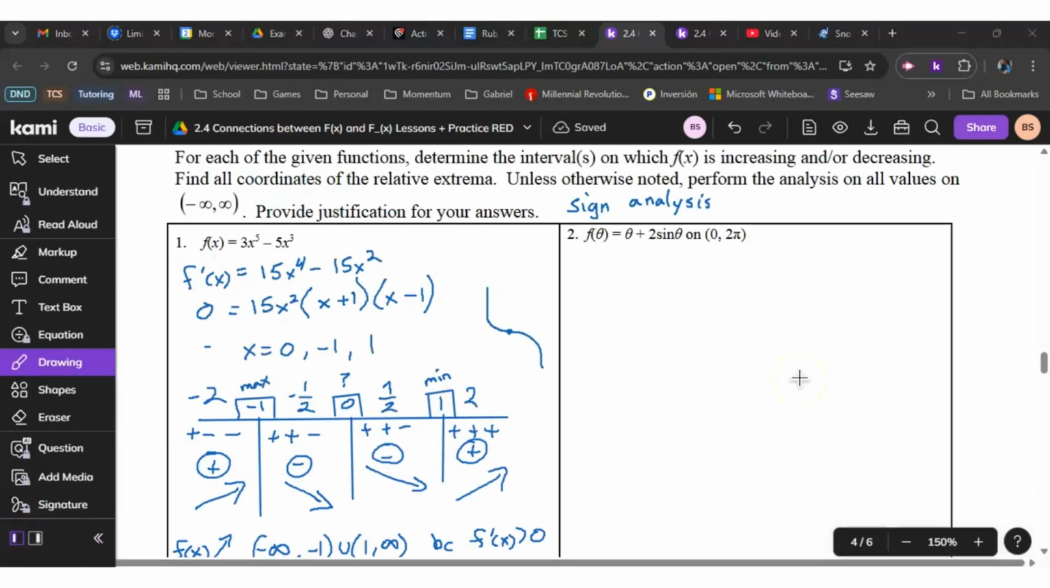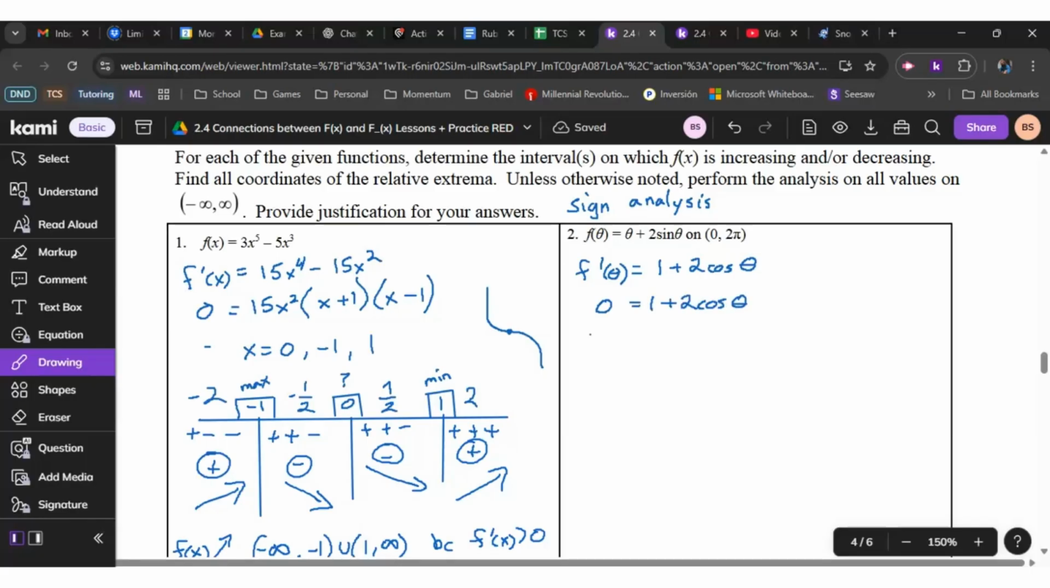All right, last one. Lots of trig, because we love trig. Derivative of theta? 1. Derivative of 2 sine theta? 2 cos theta. Then I'm going to solve it for 0.